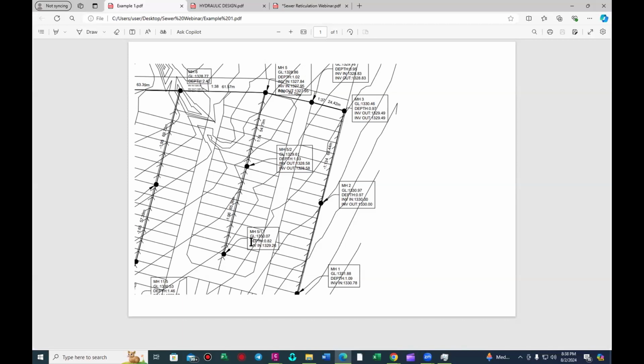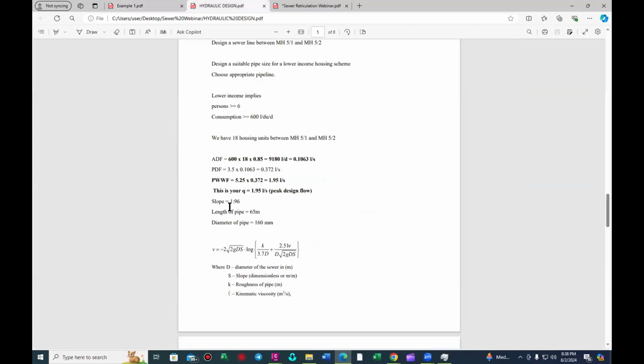So we have to count: 1, 2, 3, 4, 5, 6, 7, 8, 9. So that's 9 times 2, right? So that's 18 stands. So we've got 18 housing units between manhole 5.1 and manhole 5.2.